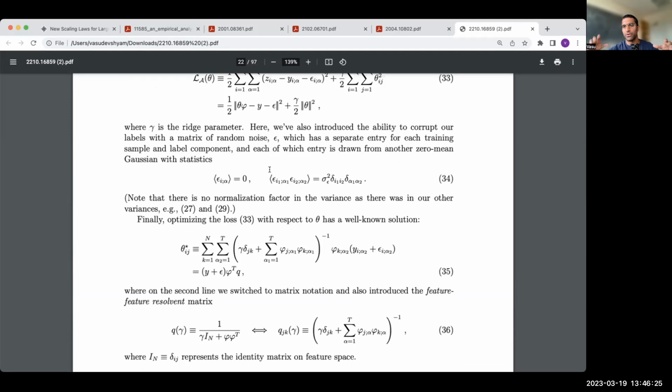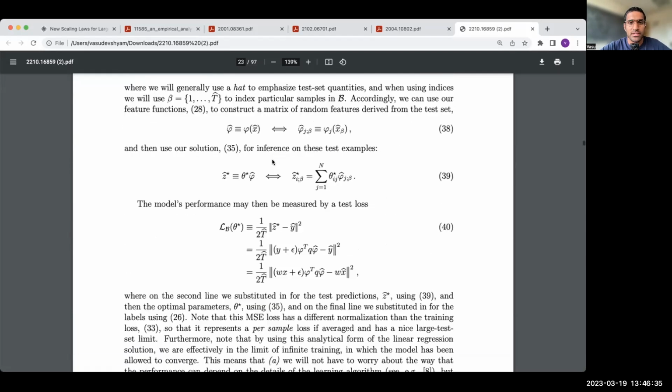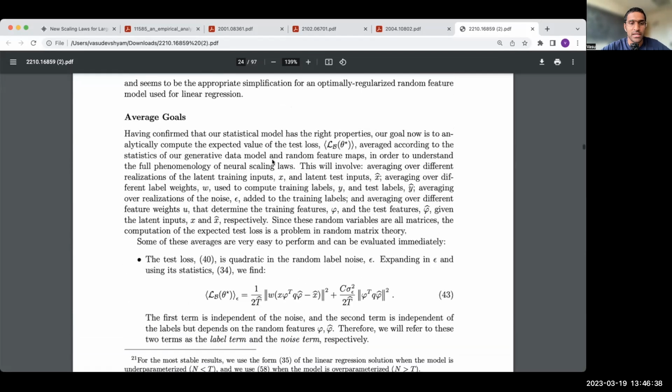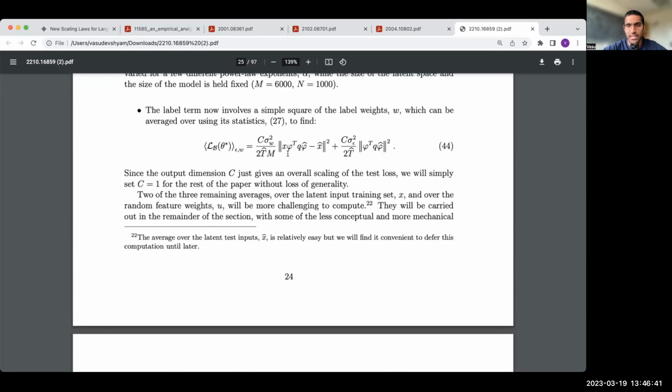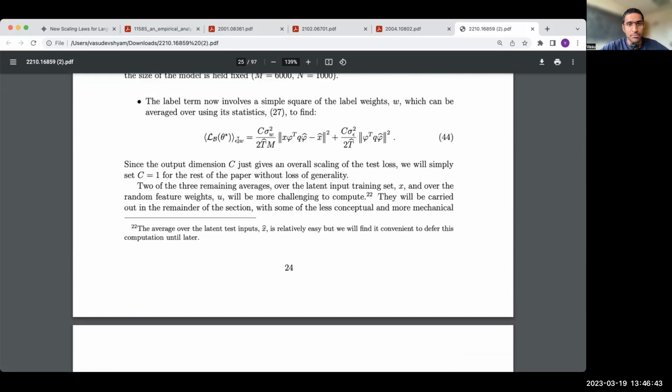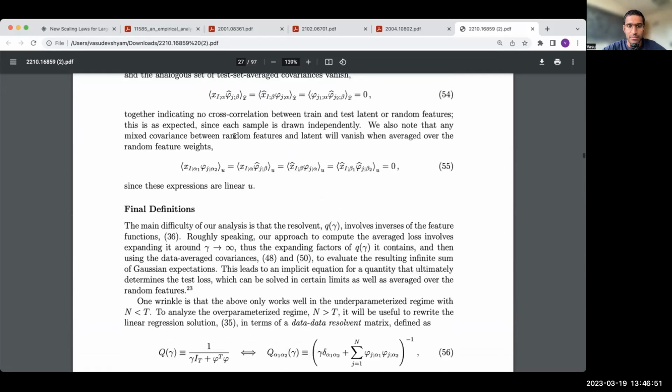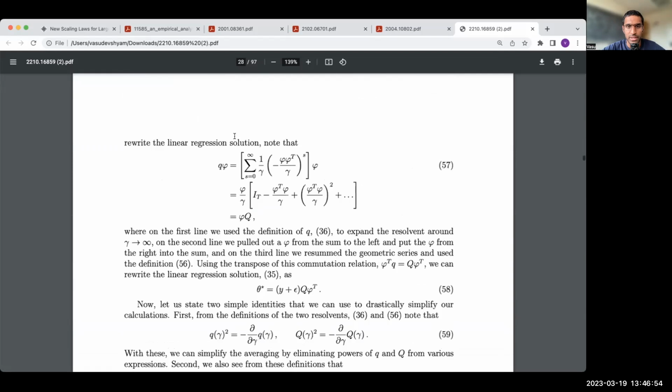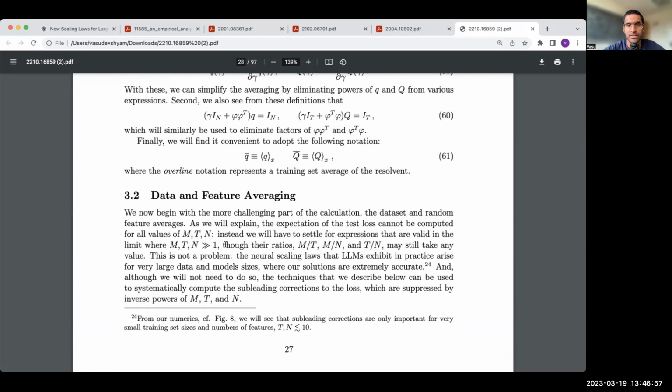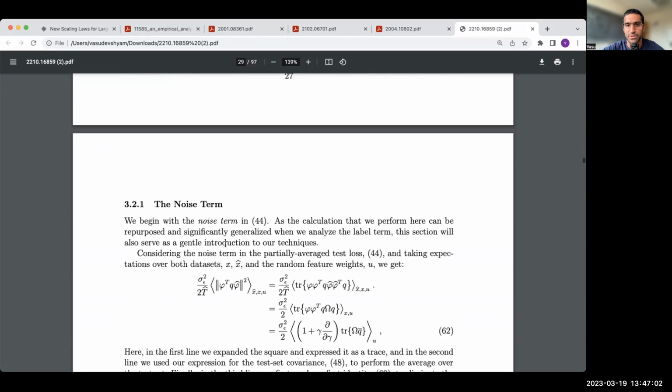So it's very much like going on shell, from the perspective of action principles, going on shell of the action and asking, well, what's the lowest on-shell action? And they use techniques from random matrix theory to compute the averaged loss on unseen examples. And so they managed to do this in a way that they can ask about both a large number of data points and a large number of parameters.